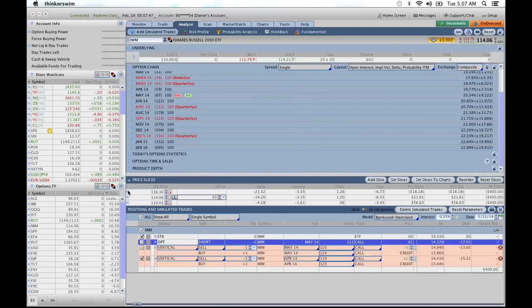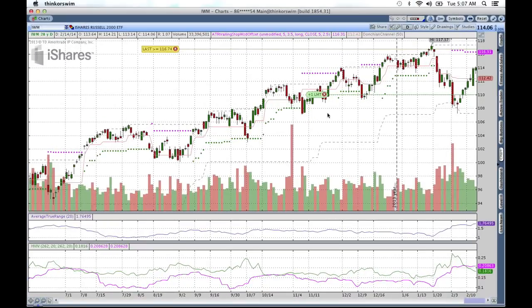And what that really is, though, is a function of how far price is from the average true range trailing stop. So if price was a lot closer to the average true range trailing stop, a 25 delta option would be even further out of the money, and we could theoretically sell a little bit higher delta and get a more attractive credit. So at any rate, I hope that helps.